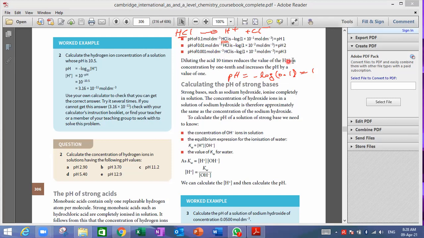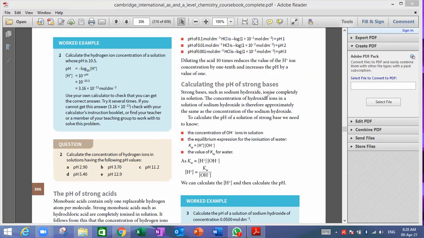For 0.001, the pH is 3. It's calculated in the same way. Now, what if we want to calculate the pH of strong bases? If I have a strong base, how would I know how to calculate the pH of this strong base?